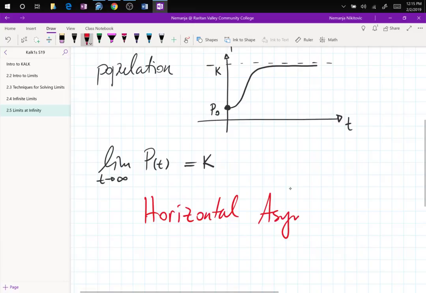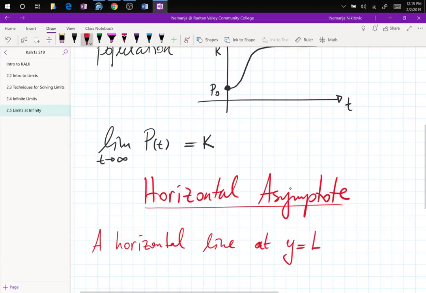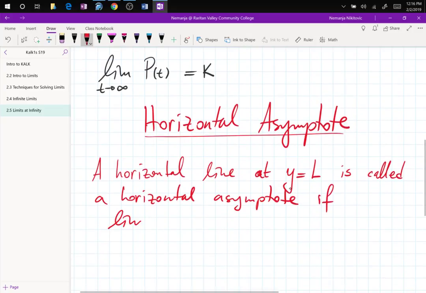So now we get to the point where we say horizontal asymptote, and we'll say a horizontal line at y equals L is called a horizontal asymptote if the limit as x goes to positive or negative infinity of f of x is equal to that L. So it's a limit definition for our asymptote.